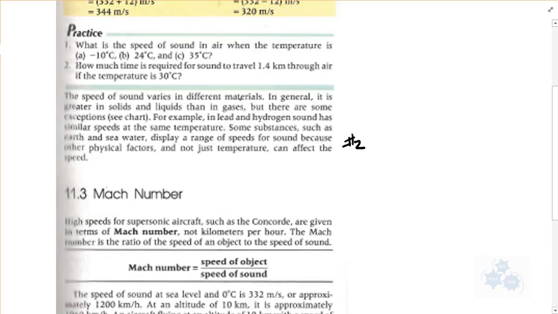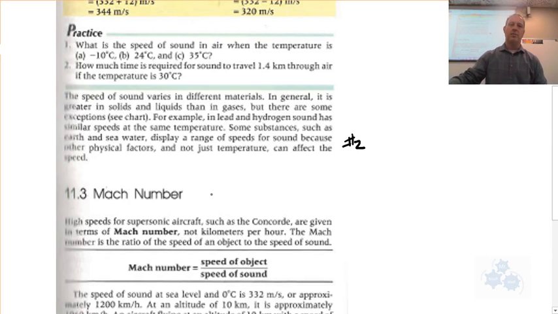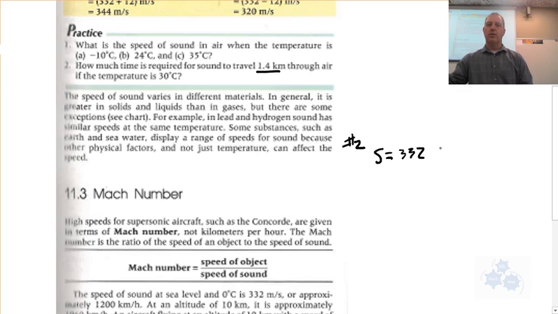So page 353, again, this is 11.2. We're talking about the speed of sound in air and how much time is required for sound to travel 1.4 kilometers through air if the temperature is 30 degrees. Well, you remember the formula, right? The speed of sound in air is 332 plus 0.6 times the temperature. So that formula you need to memorize.